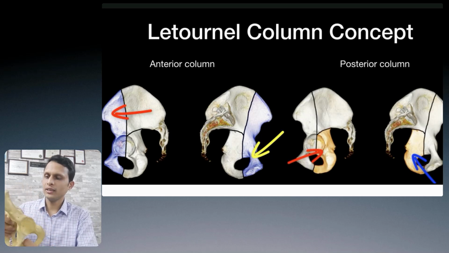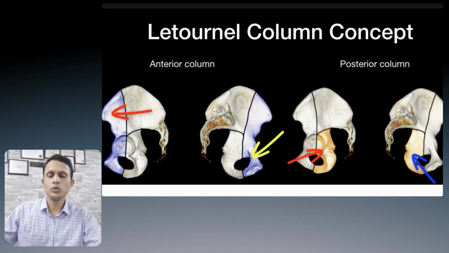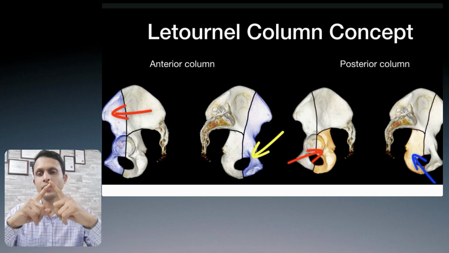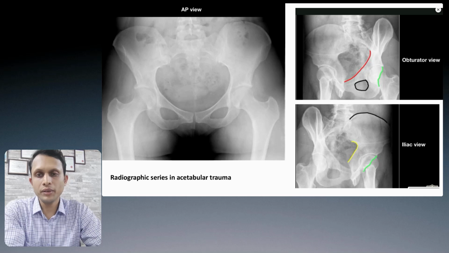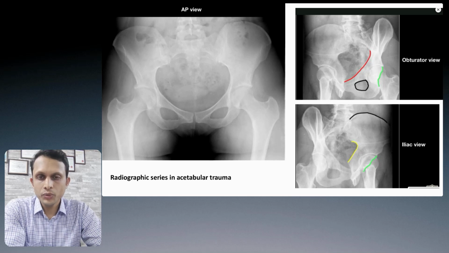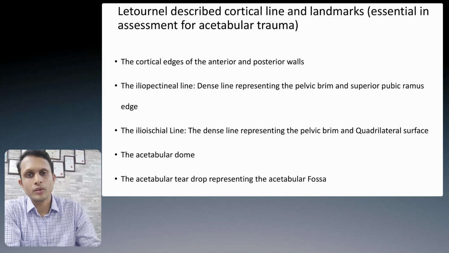Then there is a posterior column, highlighted in yellow, which has a basically inverted Y-shaped appearance. So what X-rays are routinely done whenever we get a suspected case of column fracture? One has to take an AP view, an obturator view, and an iliac view, which will give the complete spectrum of injuries that are there.